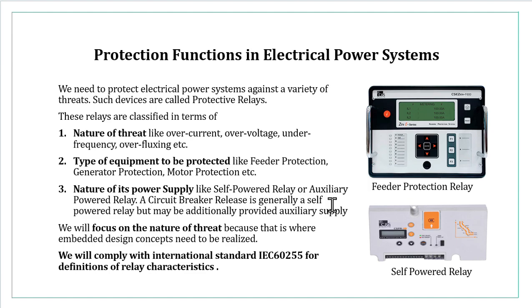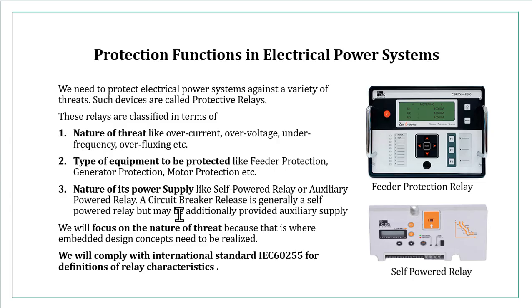A circuit breaker relay is generally a self-powered relay, but many times they add an auxiliary supply also. The purpose of this auxiliary supply is to be able to monitor the contents of the relay, to be able to see the history of the relay, because while this relay is working, it stores a lot of parameters, a lot of vectors in its non-volatile memory. So how to access it? If there is an auxiliary supply, then only you can access it.